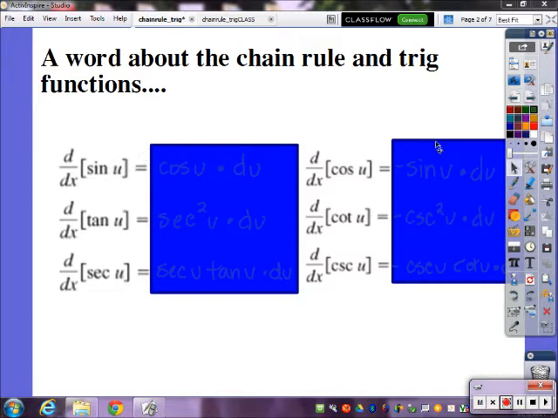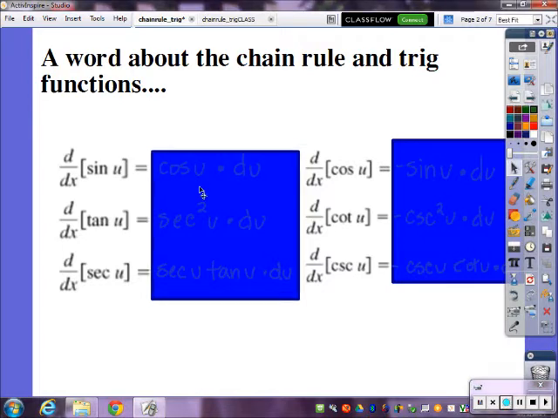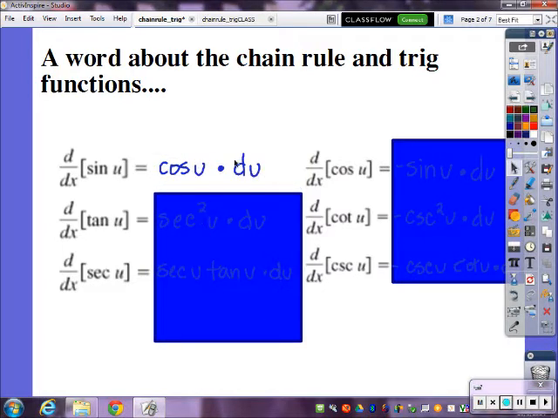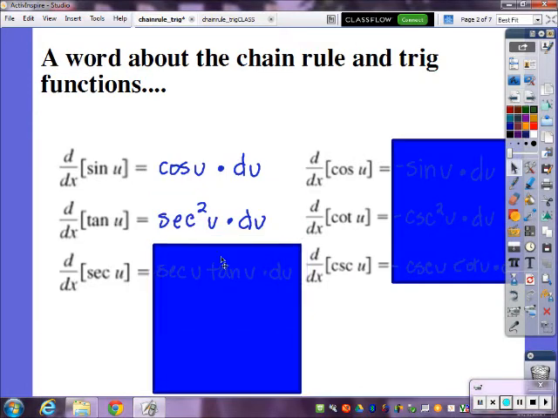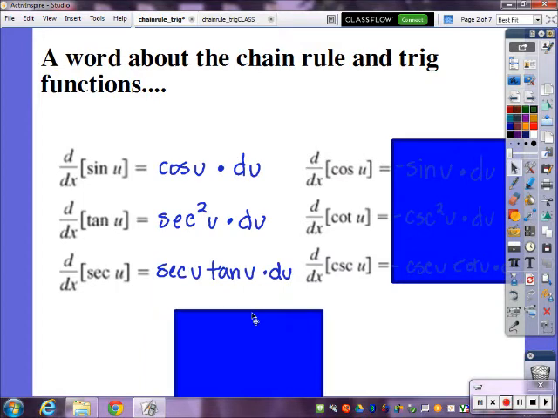And so you use the chain rule. You take the derivative of the outer, which is the derivative of sine, which is cosine, and then the derivative of the inner, which would be represented by du. So the way we write the derivative of sine of u with respect to x is cosine of u times du. And then tangent would be secant squared, but don't forget your times du. Secant would be secant tangent.